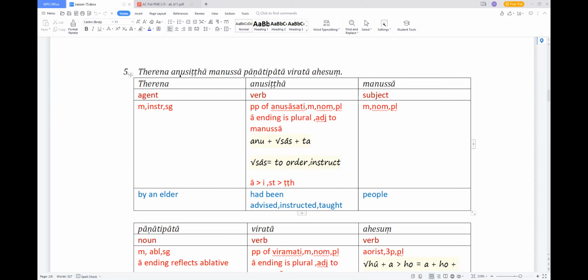Then you look at the agent. The agent part is this Terena, meaning the elder. So this is in the masculine instrumental singular. Now you know that you can look at this as one group: the people who have been advised or instructed by an elder. Then the next sentence will be Panatipata Virata Ahesum.